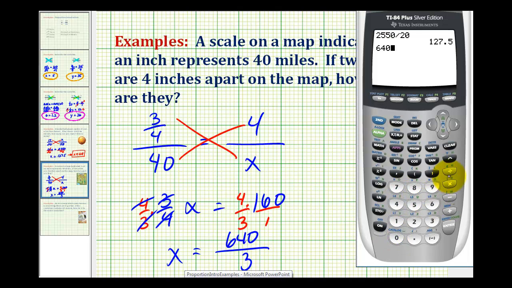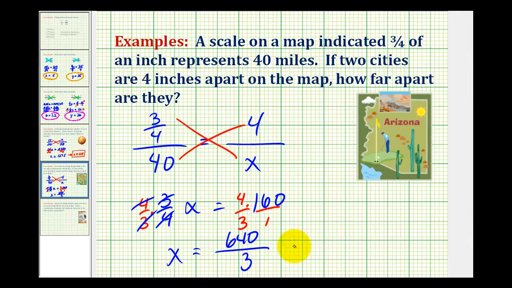640 divided by 3. So x is equal to 213.3 repeating. We should recognize this decimal as 1/3. So x is 213 and 1/3 miles, which would be the distance between the two cities that are 4 inches apart on the map. Let's take a look at one more.